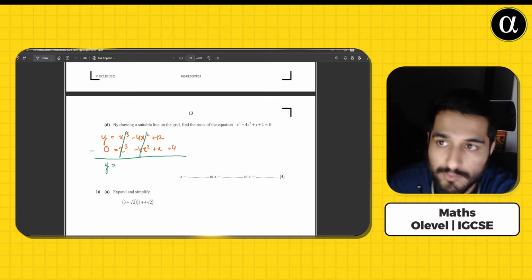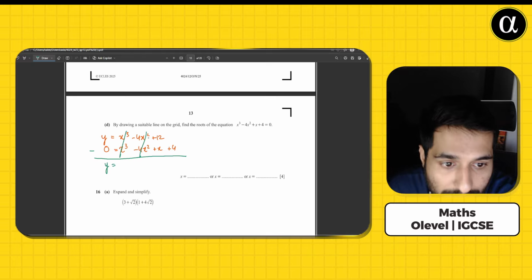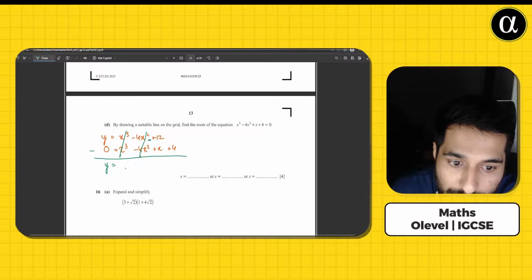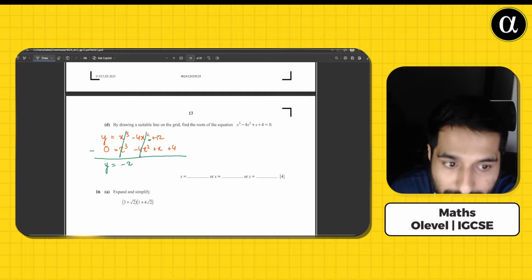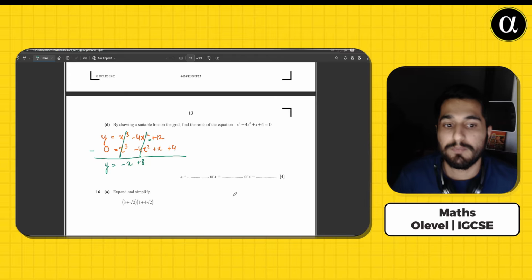4x squared and 4x squared will be cancelled. So we have no x over here, so no x minus x is going to give us what? That should be minus x, right? And then what is 12 minus 4? 12 minus 4 will give us plus 8. That means we are supposed to draw the equation y equals minus x plus 8.